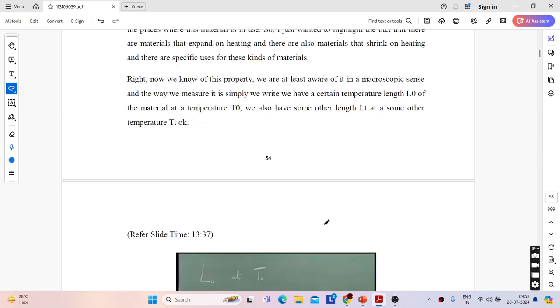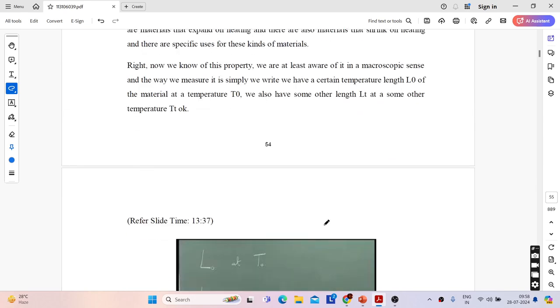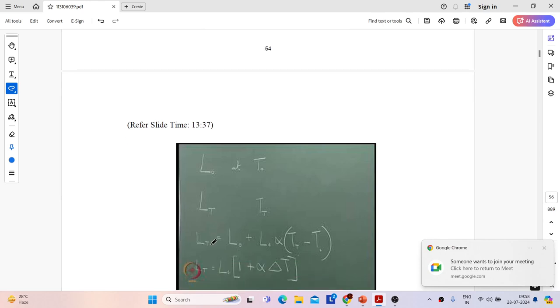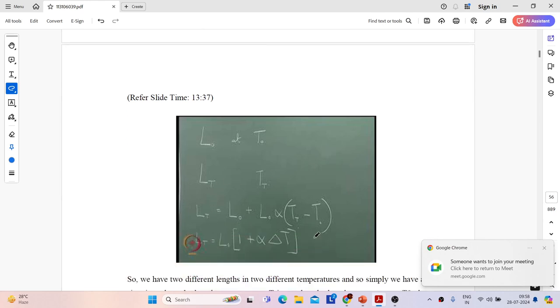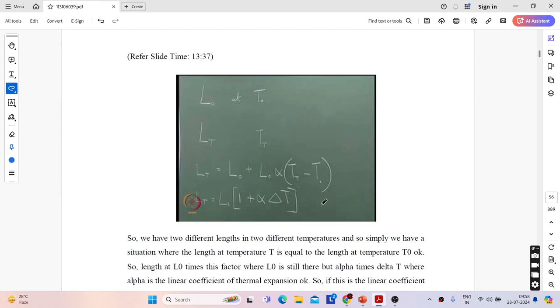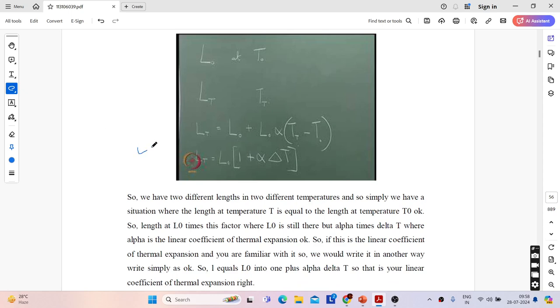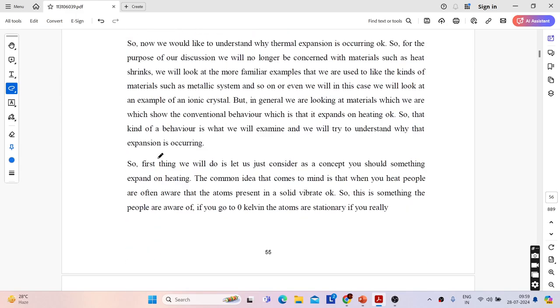Now let's see the mathematical part. At a certain temperature T0, the length is L0, and at temperature T, the length is LT for the expansion. In such a situation, we can get a relation: LT is equal to L0 plus L0 alpha (T minus T0). If you take L0 common, it will be LT is equal to L0 into (1 plus alpha delta T). You should remember this formula. It is very important for the problem section, which may be asked in the exam also.